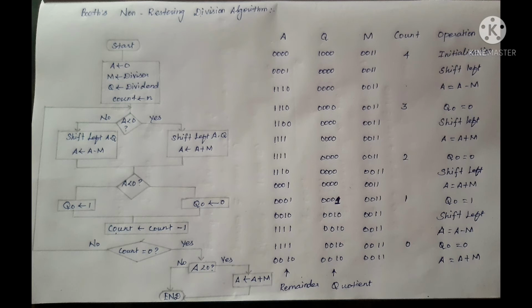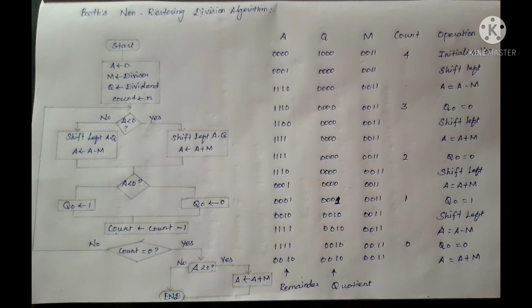Count is equal to 0? No, it will go here. So A less than 0? No, because of M is B is 1. So it will come here. Shift left A Q, A equal to A minus M. It will perform first shift left 0 0 1 0 0 0 1 and a new 0 will be added, and A equal to A minus M. That means 0 0 1 0 plus 2's complement of M, that is 1 1 0 1, will give you 4 times 1. This will be as it is. This will be as it is.